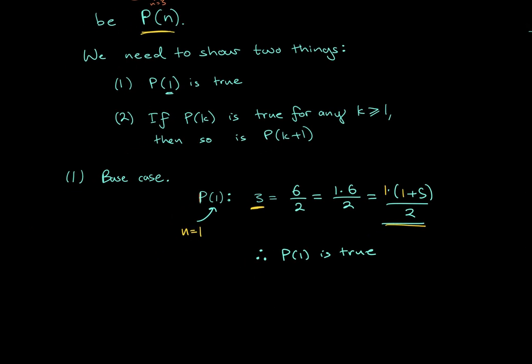Now we need to show that if P of k is true for any k bigger than or equal to 1, then so is P of k plus 1. And here's how I do that. This is called the inductive step.